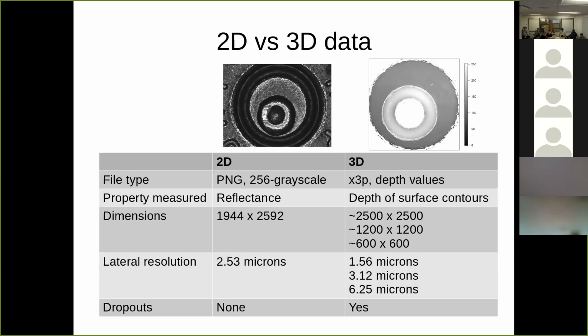So the final point is that for the 2D data, there's no dropout. Dropouts are missing or NA values, and for the 2D data, we don't have any of those. For the 3D data, there are dropouts. This could be because of the imaging. How these microscopes work is if the slope is too steep, then it can't get an accurate measurement of the depth at that point, and so it just gives a missing value. So for example, in the ring around the firing pin impression here, the white border, that's actually missing values.